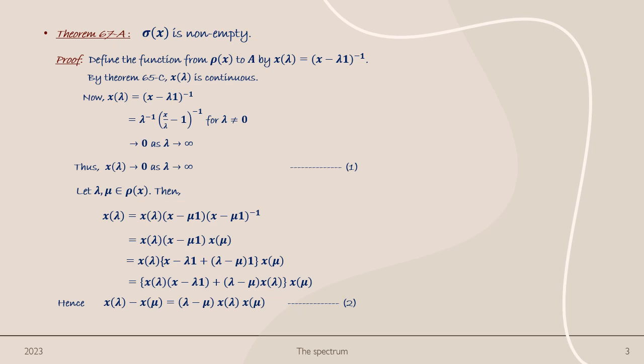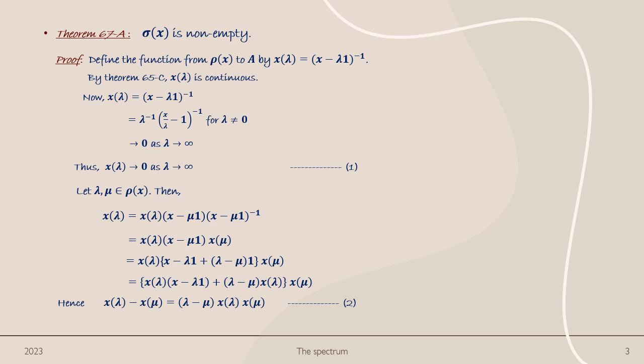Theorem 67a: sigma of x is non-empty. In other words, the spectrum is a non-empty subset of the complex plane C. What is sigma of x? By definition, sigma of x is equal to the set of scalars lambda such that x minus lambda 1 is singular. Okay, we shall prove this theorem.